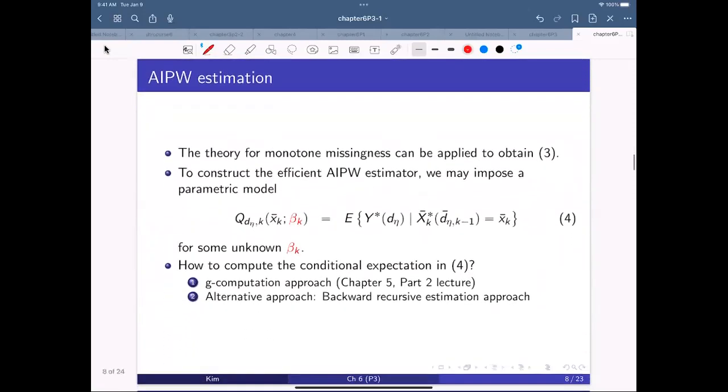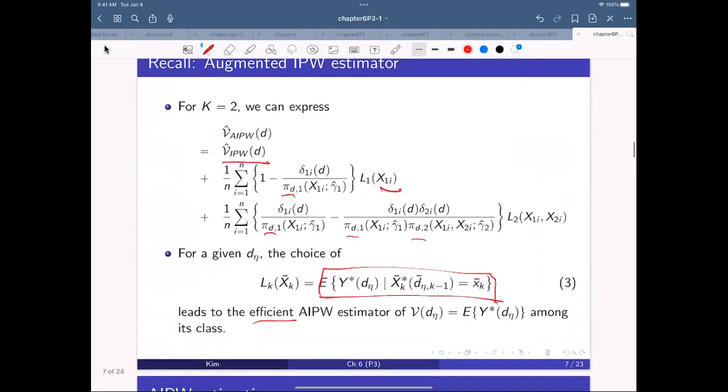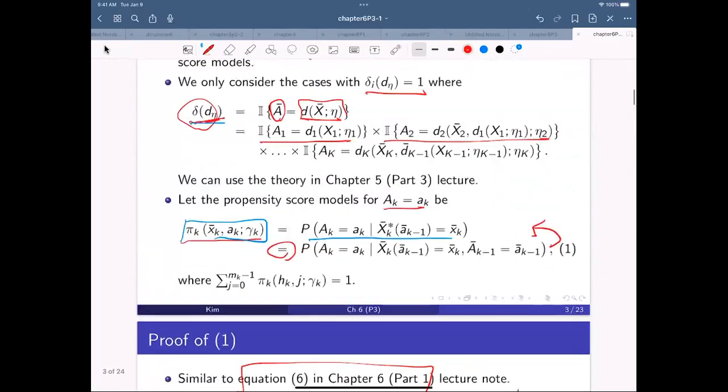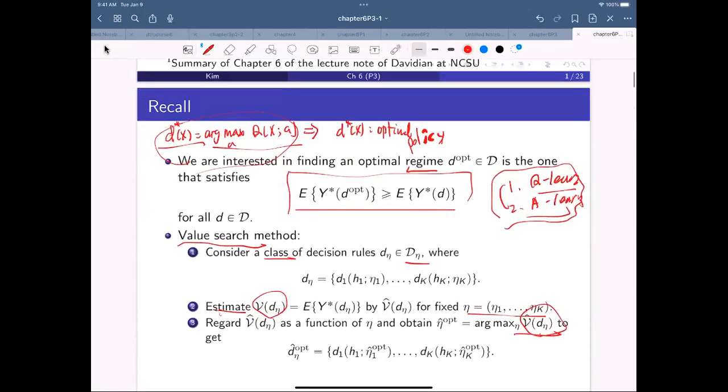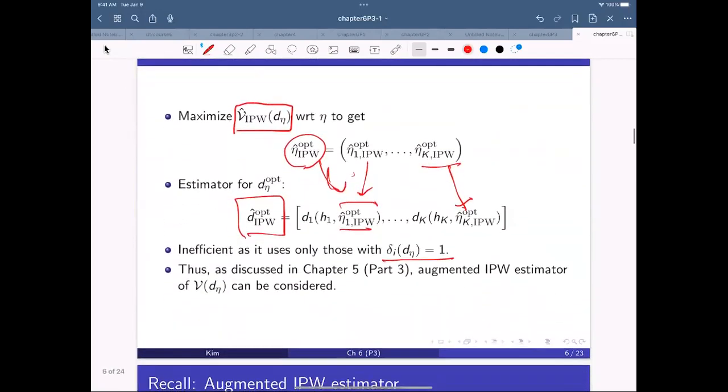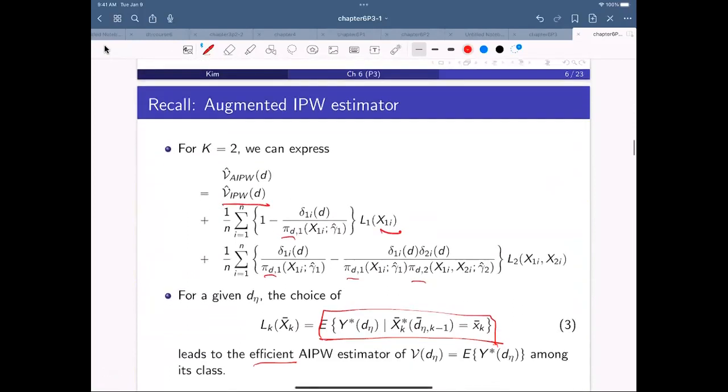In the value search method, you're considering a class of decision rules, right? Yeah, d eta. So this is a parametric class of the decision rules that we have. We want to view the value as a function of eta, and optimize over eta.